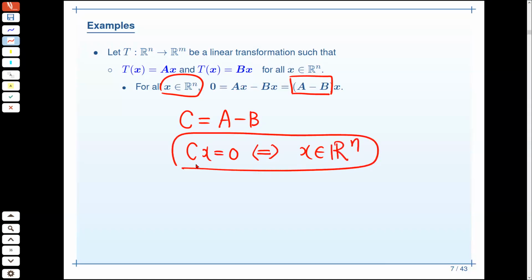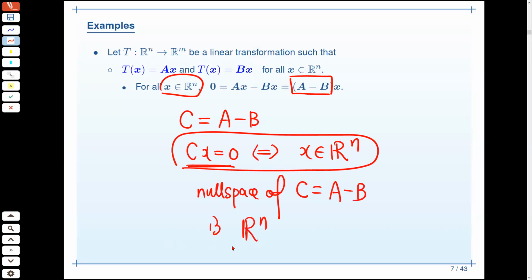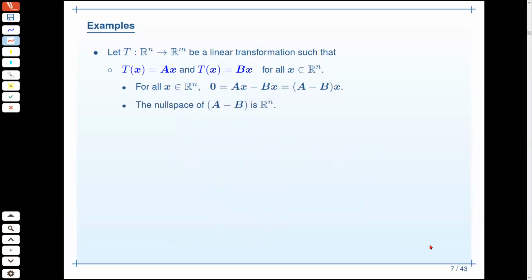So what does it mean? What is the collection of all the points so that Cx equals 0? This is nothing but the null space. So the null space of C, which is A minus B, is the whole of Rn. Right, the null space of C is the whole of Rn. So the nullity is the dimension, right? The nullity of A minus B is the dimension of Rn, which equals n. This is the nullity. Now what is the rank?